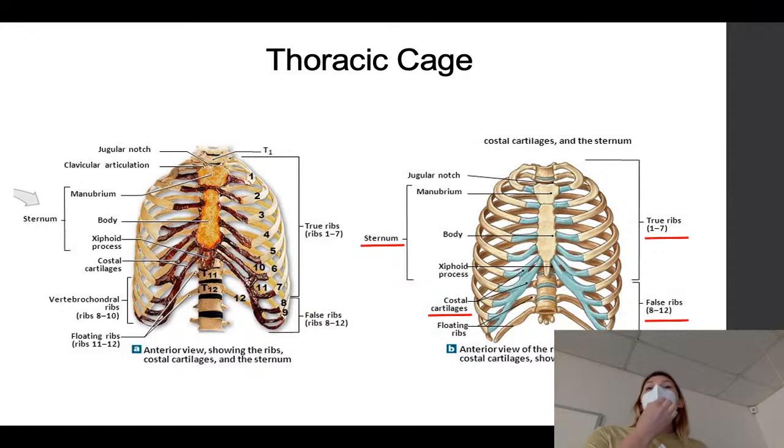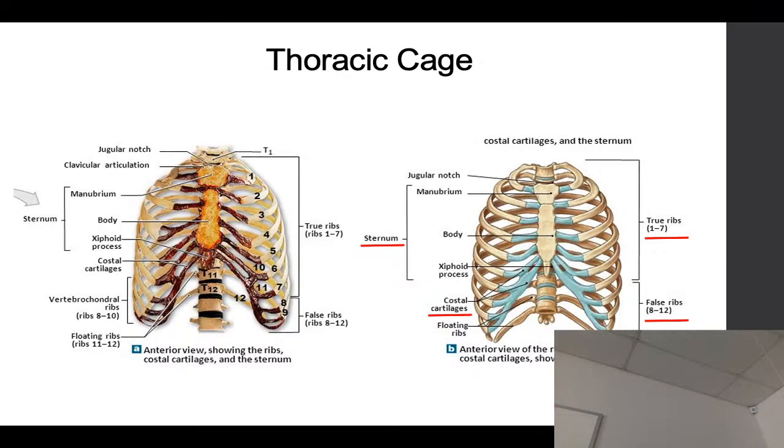Okay. And then our thoracic cage, which I said is going to be our ribs, and our sternum, which is our breastbone. So within this, what you need to know is that the sternum is made up of 3 pieces: the manubrium, the body, and the xiphoid process. So you can see our sternum right here, straight down the center. It looks like a tie, right?